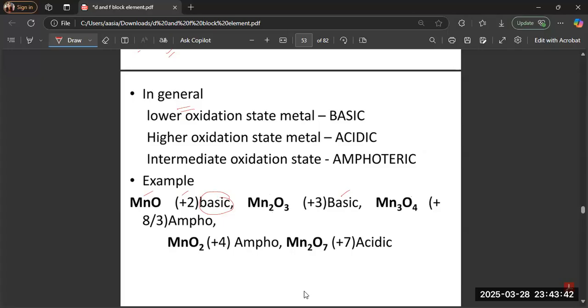See, when a transition metal forms oxo acids and it is in an intermediate oxidation state, it will form an amphoteric type of compound. And Mn2O7, which is a higher oxidation state of the metal manganese, will be acidic in nature. Okay.